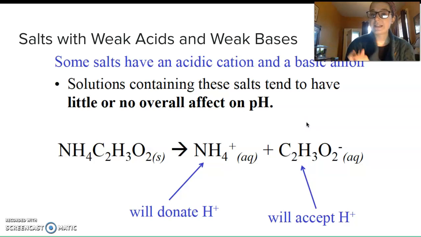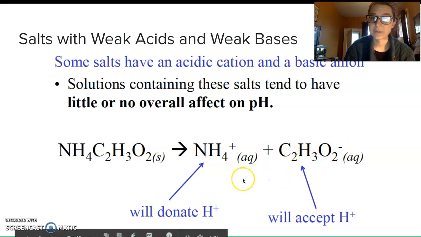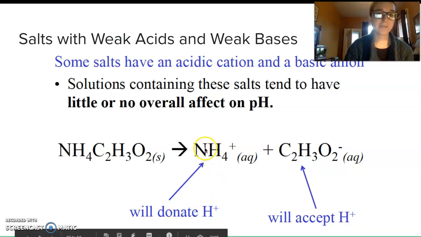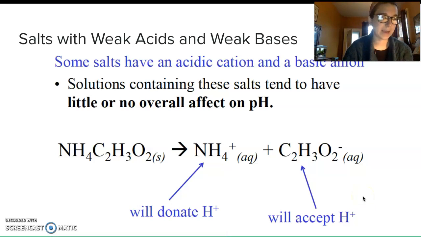Some salts do have an acidic cation and a basic anion. These salts tend to have little or no effect on the overall pH. So here we have a salt with an acidic cation and a basic anion, okay? So this C2H3O2 minus will accept an H, whereas this NH4 plus will donate an H. So it doesn't really have a huge effect on pH, because while for a moment this NH4 plus will donate H plus, releasing it into the solution, pretty quickly this base will accept it.